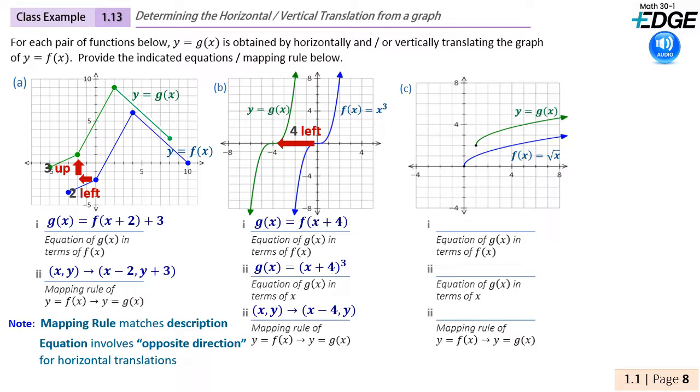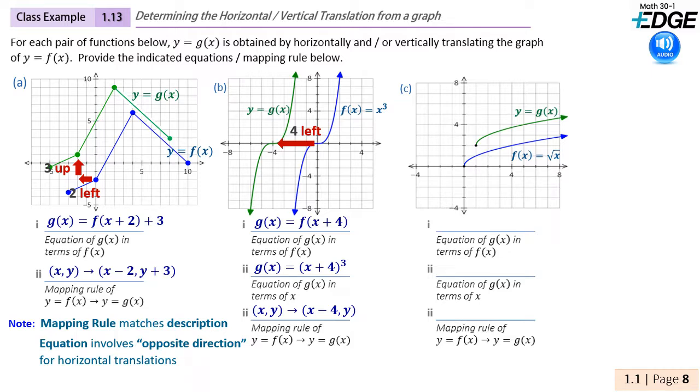In our second example, we see a cubic function, f of x equals x cubed, which in its transformed version appears 4 units to the left. Now in part 1, we will again write our equation in terms of f of x. So since the only transformation that's happened here is the translation 4 left, we would write f of x plus 4. However, in part 2, we're actually asked to write the equation in terms of x.